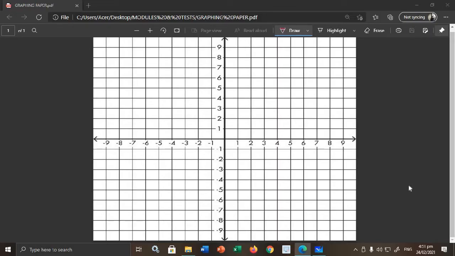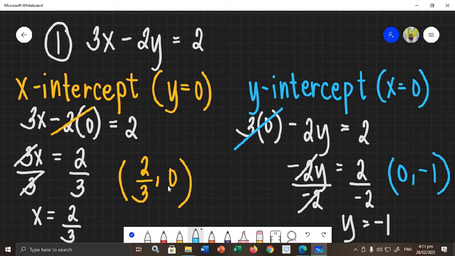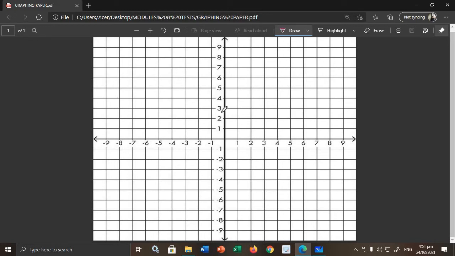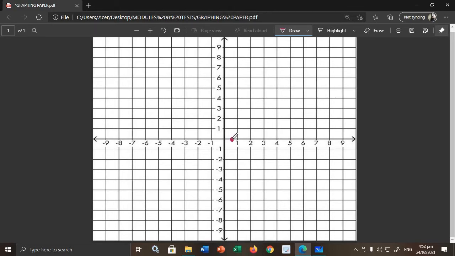So, lipat tayo sa kabila. Let's first graph our x-intercept. So, 2/3 and 0. So, i-estimate na lang natin yung 2/3, no? Before 1, hatiin natin sa tatlo yung 1, and then 2/3, let's say, andito siya. By the way, x-intercept should be along the x-axis, y-intercept should be along the y-axis. So, let's say, ayan siya, yung x-intercept natin. That is 2/3 and then 0.